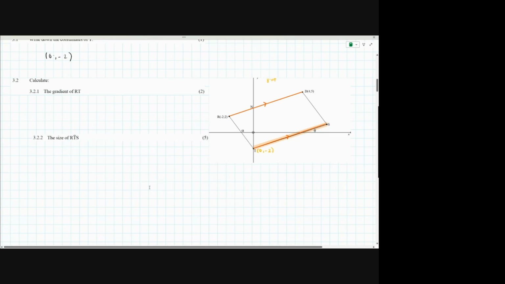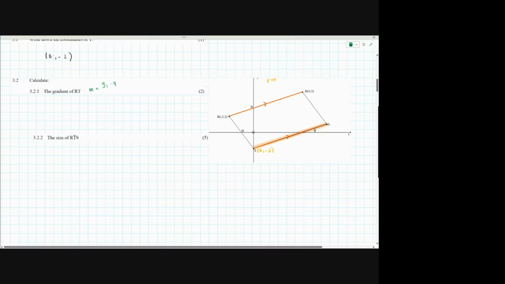Right. So the first question says, calculate the gradient of RT. So RT, this line over here, fairly straightforward, substituted into my gradient formula. Now remember, guys, all of these formulas are on your formula sheet. Analytical is actually a really nice section in terms of formulas because everything that we use in analytical is actually on our formula sheet.